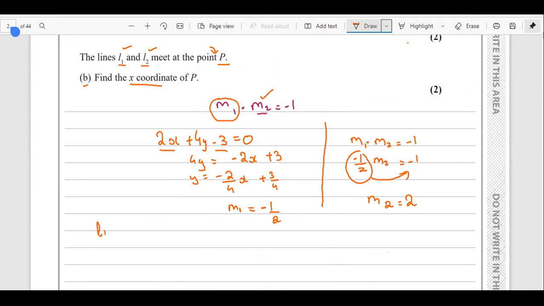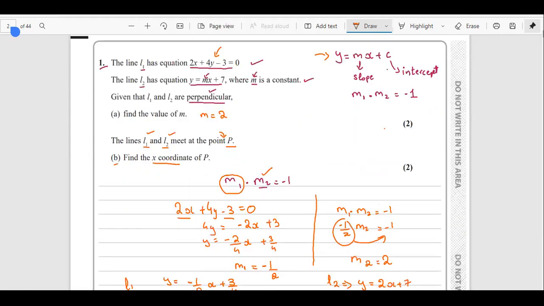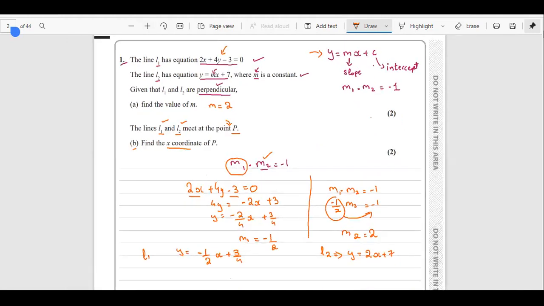L1 is y equals minus 1 by 2 x plus 3 by 4, and L2 was y equals 2x plus 7. Let's just confirm that as well, because in maths, if you make such mistakes, everything is messed up at the end. So yes, we are right. This is the equation for L1 and this is the equation for L2, right? M is 2, so we will use m equals 2 for writing down the equation of L2.